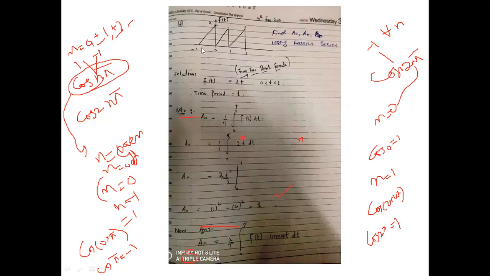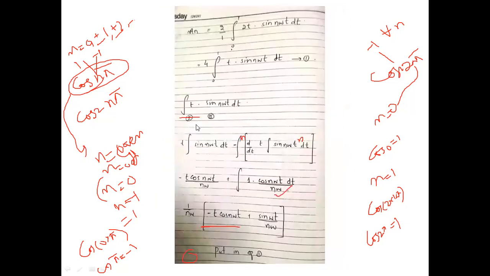Now the ramp function. In this case we have to apply the 2-point formula. We have already discussed the 2-point formula in the previous class. Now just applying it, we will get f of t is equal to 2t. So a naught will be equal to 1, and for an we have to apply integration by parts. 1 and 2. So 1 into integration of second minus integral differential of first integration of second.